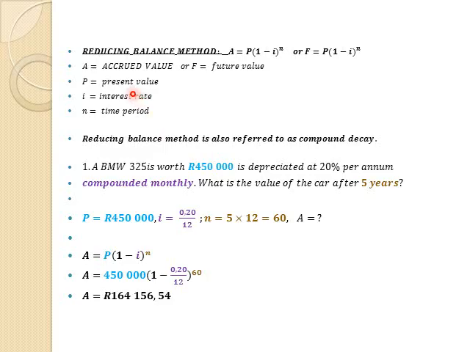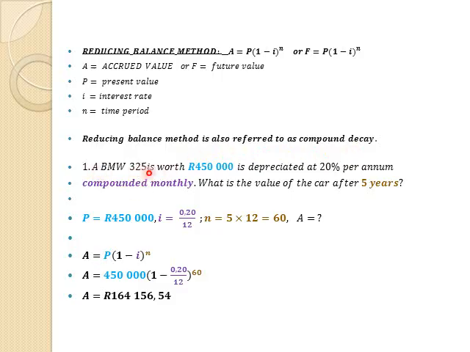Alright, so with reducing balance, the difference is that n now becomes an exponent. So A = P(1 − i)^n, or I can write it with F = P(1 − i)^n. Same concept: A stands for accrued, P for present, i for interest, and n for time period. The reducing balance method can also be referred to as compound decay.